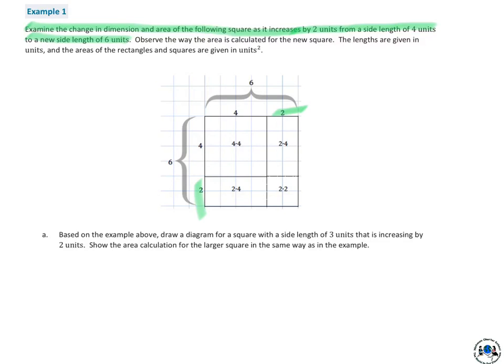What we want you to do here is observe the way the area is calculated for the new square. The lengths are given in units, and the areas of the rectangles and squares are given in units squared. If you look at the way they are given, you can see here it just says 4 times 4, for example, 2 times 4, 2 times 4, and 2 times 2.